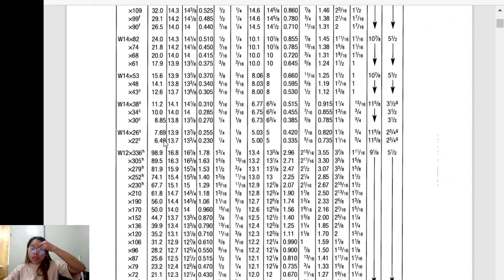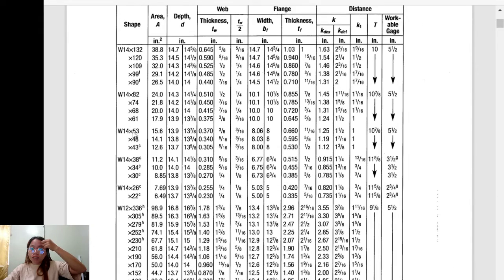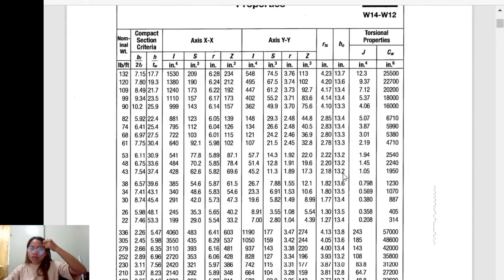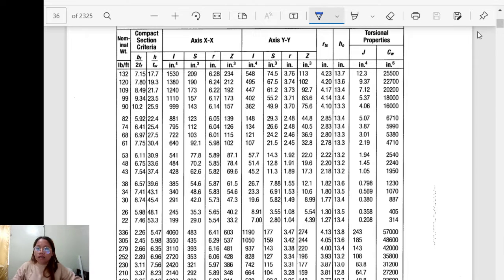So W14 by 68, from here, no, there is no value. So meaning it is in the next table, this one. This one is W14 by 68. So for W14 by 68, your warping constant is 5,380.